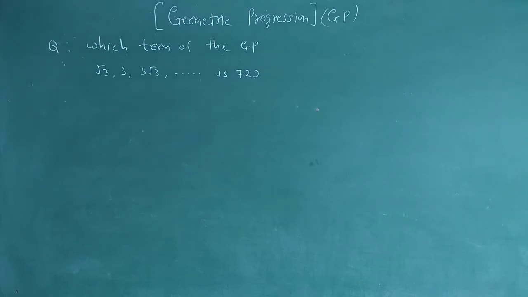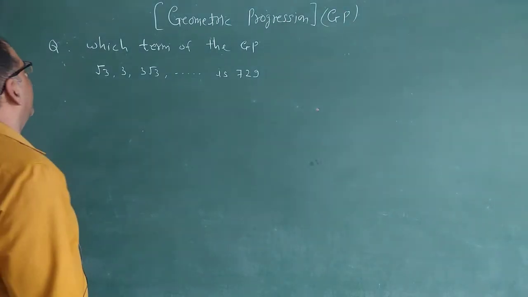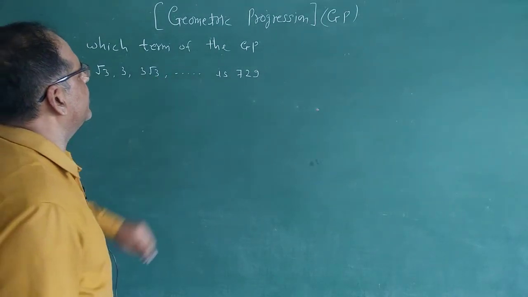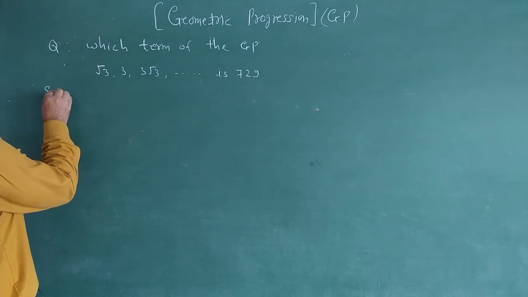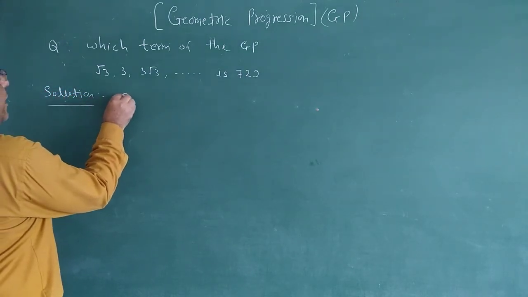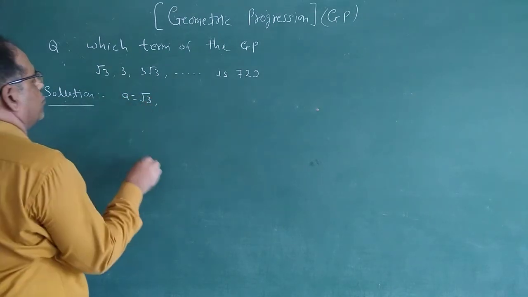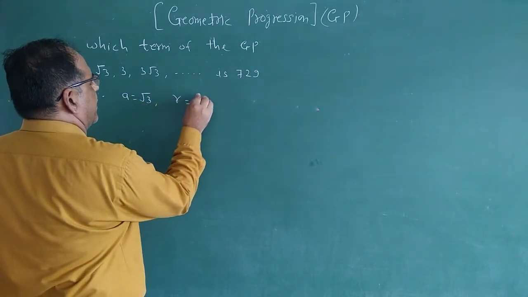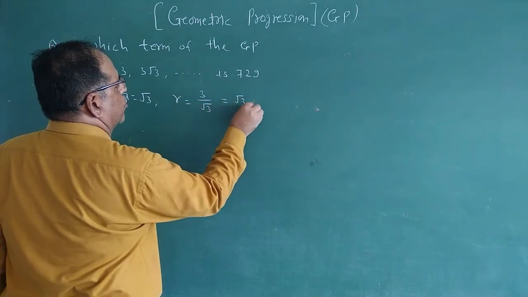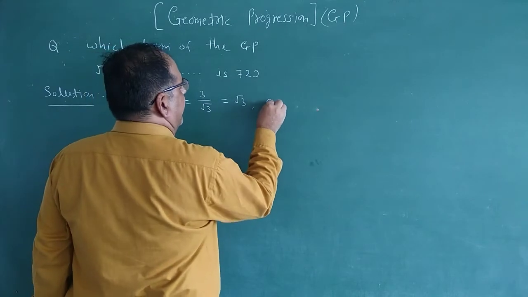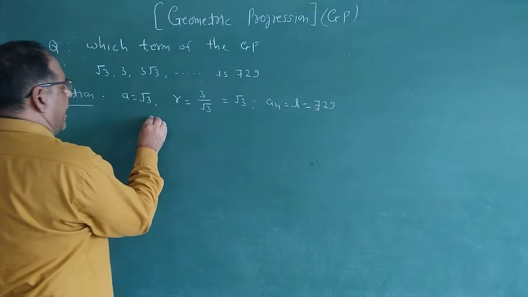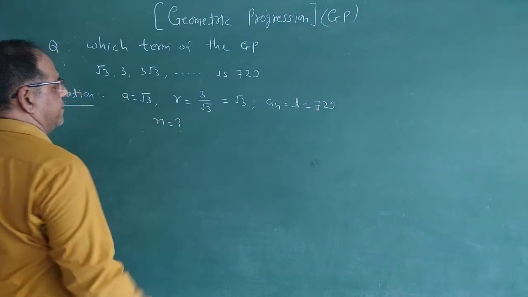Now I am taking next question. Which term of the GP root 3, 3, 3 root 3, and so on is 729? So now according to the question we have A equal to root 3, R equal to 3 upon root 3, that means root 3, and AN or L is equal to 729. N is what we want to find.